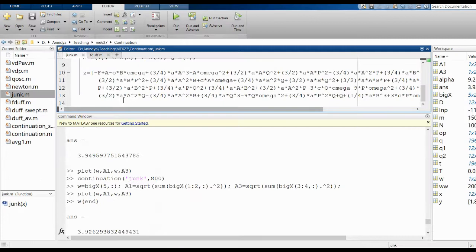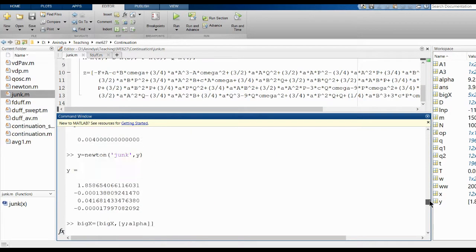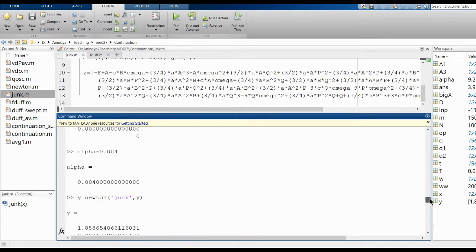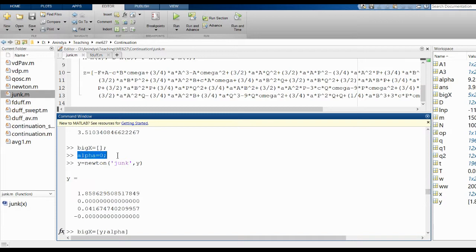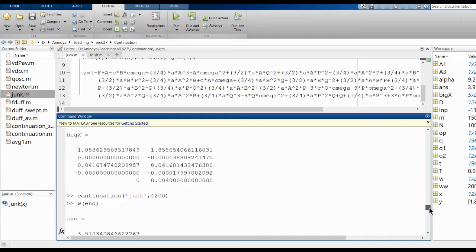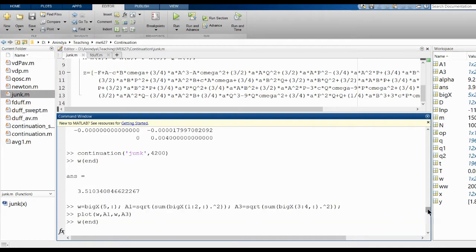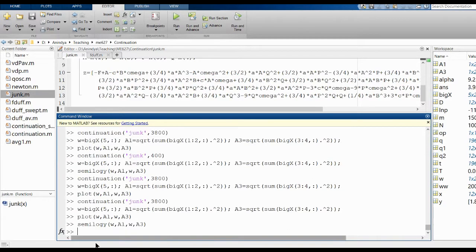And now I have to run this, and I have already done that to save time. So I have been doing this for a while now, trying to get it into the right regime. So I've done alpha equals 0, alpha equals 0.004. I've taken small steps, and then I've taken a very large number of steps, 4200 and another 4200. But finally I have reached a place that is reasonable.